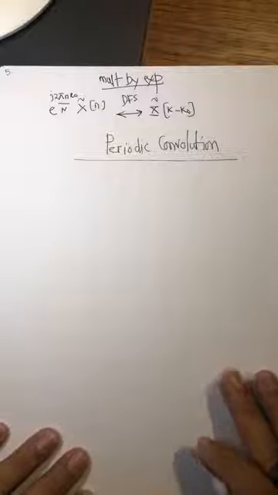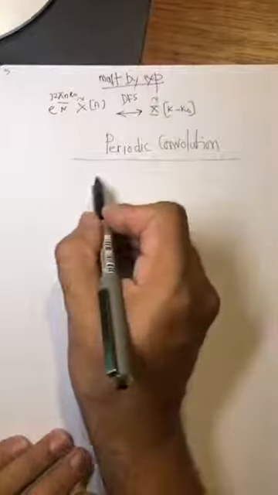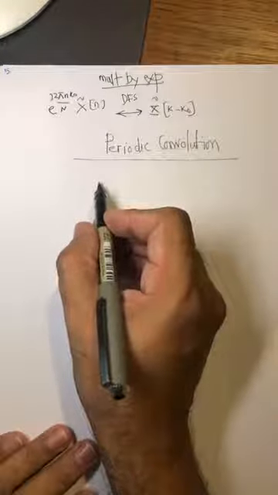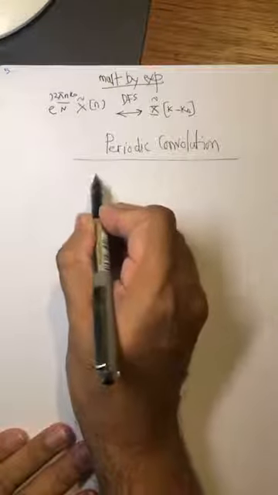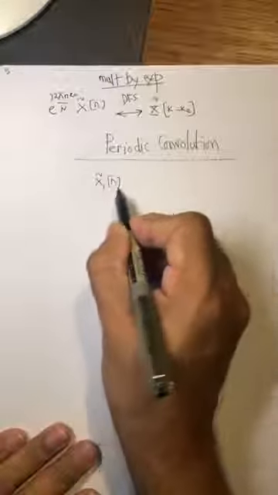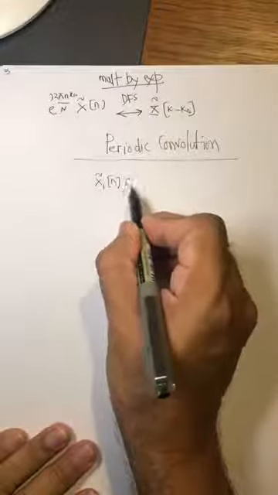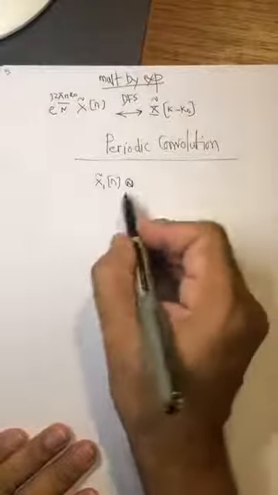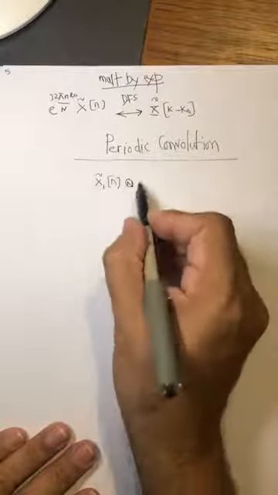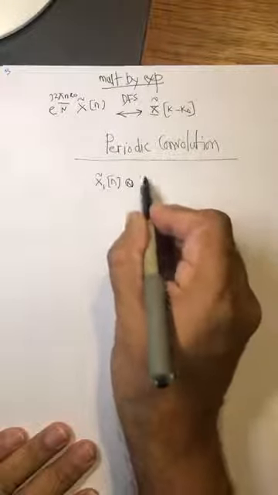So if you have x1 of n and x2 of n, and we say x1 tilde of n, periodic convolution is usually written like this: you put a circle and put an n, which is the period of the signal, then x2 tilde of n.